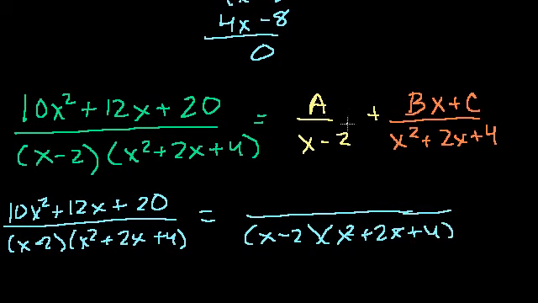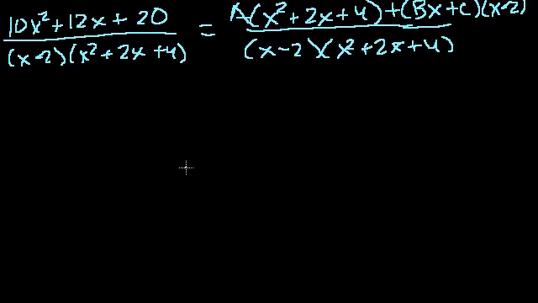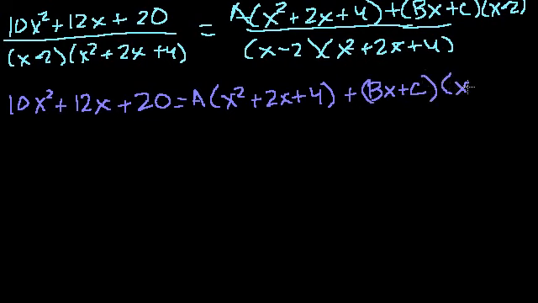And then when we add with the common denominator, it's a times this, x squared plus 2x plus 4, plus bx plus c times this, times x minus 2. Well, the denominators are the same, so the numerators have to equal each other. So I'll rewrite it: 10x squared plus 12x plus 20 is equal to a times x squared plus 2x plus 4 plus bx plus c, all of that times x minus 2.